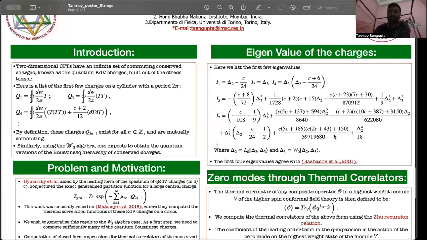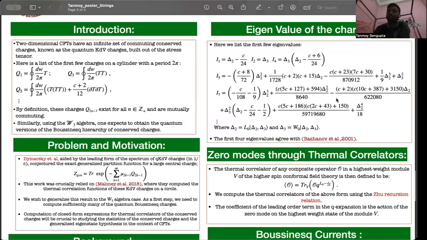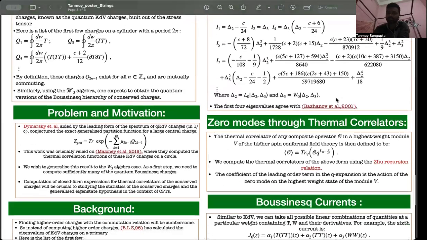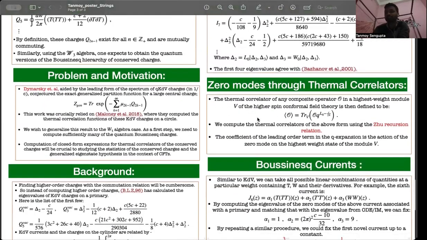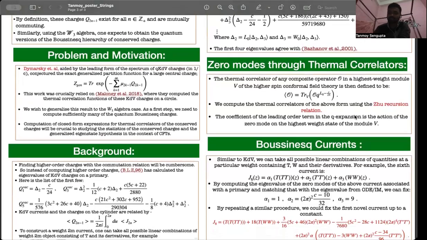So we have computed the eigenvalues of the charges, where delta 2 and delta 3 are given by this equation, and the first four eigenvalues match with the known charges for the Boussinesq hierarchy. And we have computed the thermal correlator of the charges as I have discussed before, and the thermal correlator is defined as this, where we have computed this with the Zhu recursion relation.